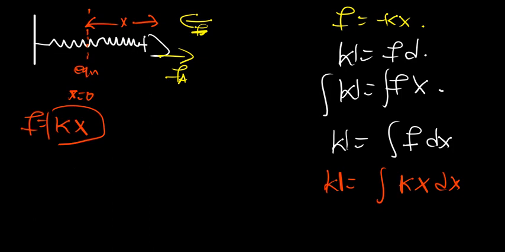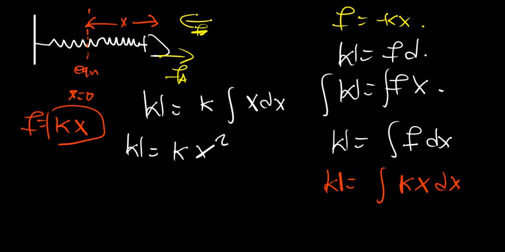So you can put k outside. You can say k, the integral of x dx. So you are now integrating this in terms of x. So it will be kx squared divided by 2. If I rearrange this, the work done by the spring is given by half kx squared.